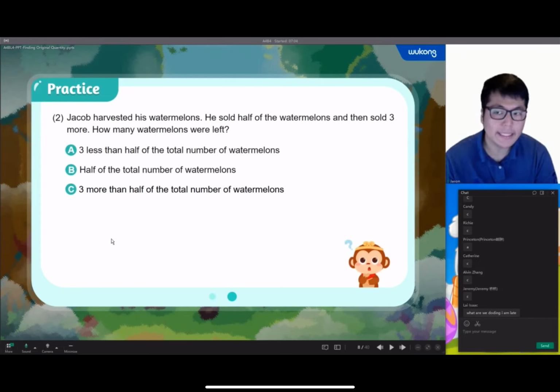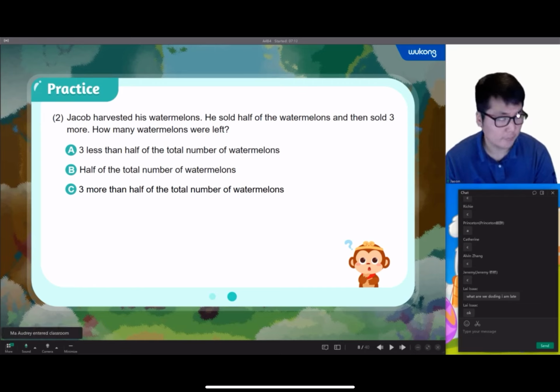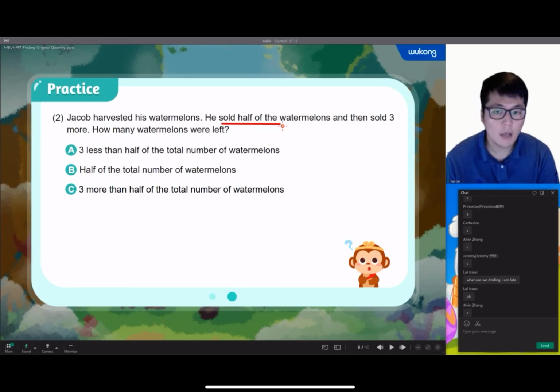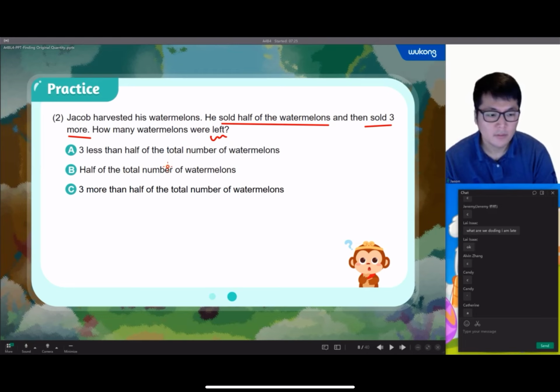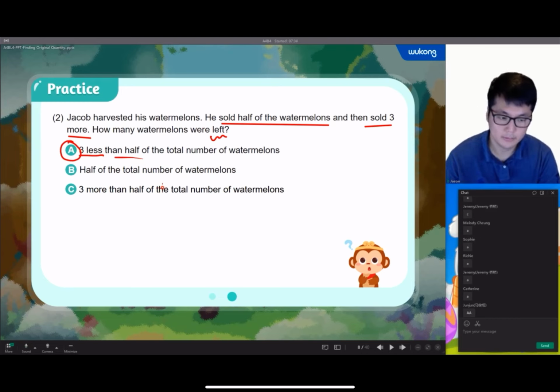And now, Jacob harvested his watermelons. He sold half of the watermelons and then sold 3 more. How many watermelons were left now? So that means how much is left will be C? No! You're gonna have 3 less than half. So that's why it's gonna be A, everybody. Right?